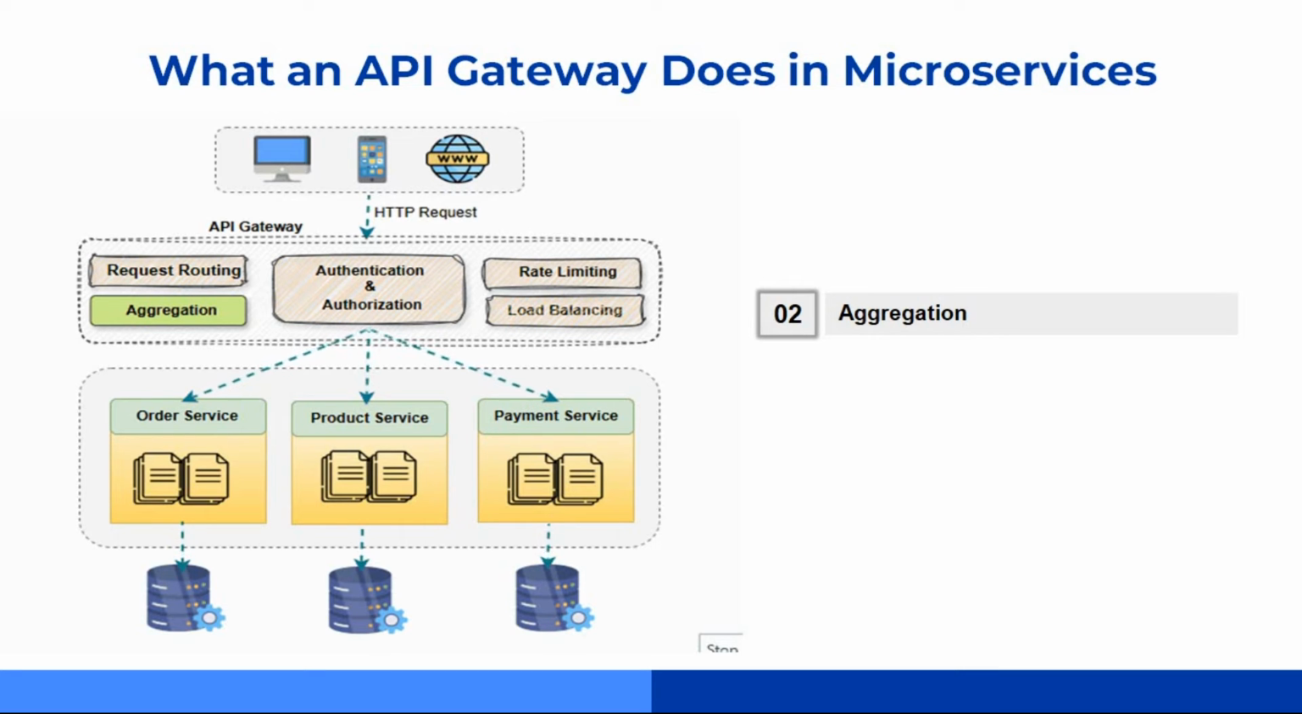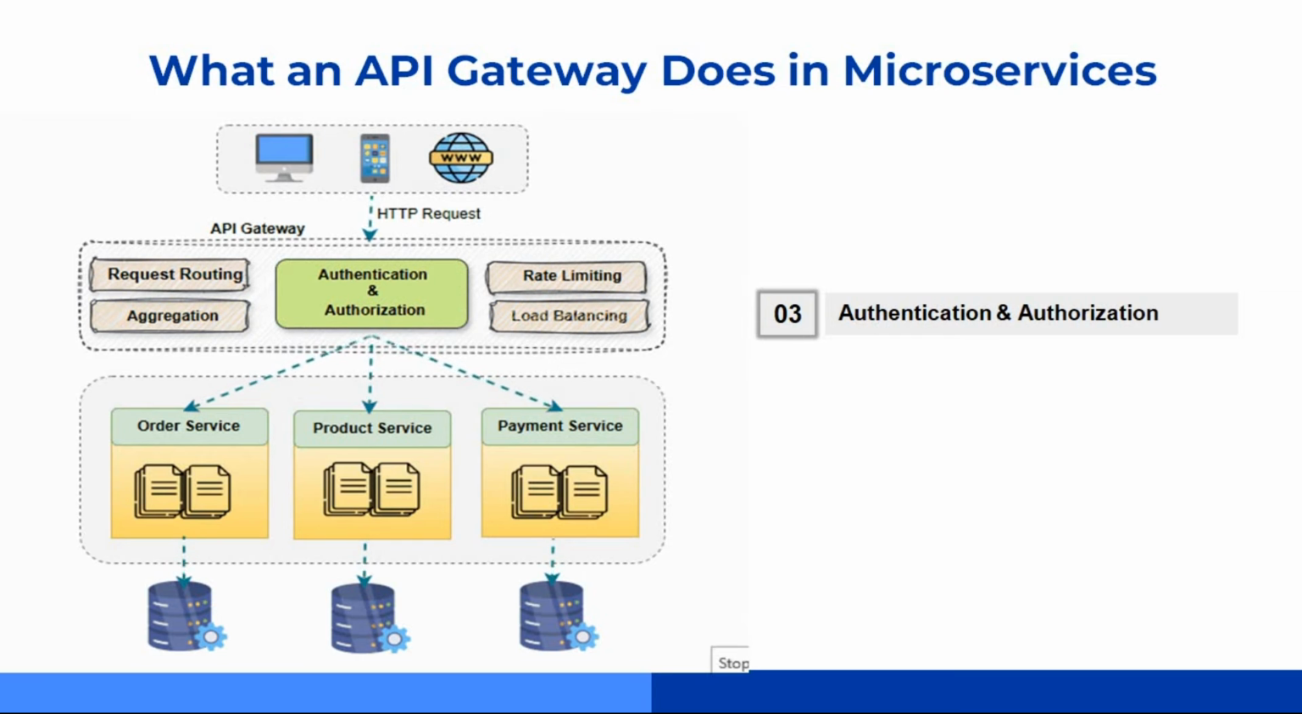Number 3, authentication and authorization. Security is very important, right? The API gateway can handle things like checking if a user is logged in, validating tokens, and making sure they have the right permissions. This way, individual services don't need to worry about security. The gateway takes care of it.